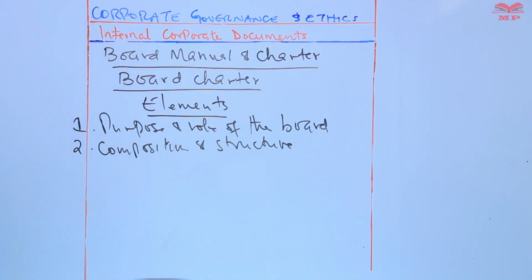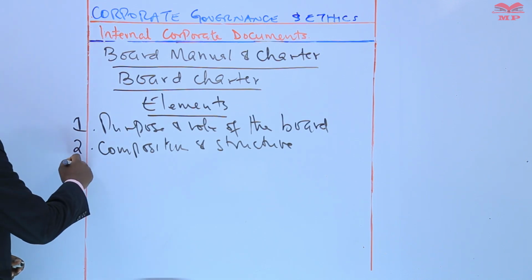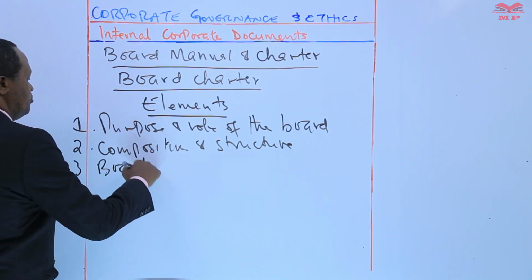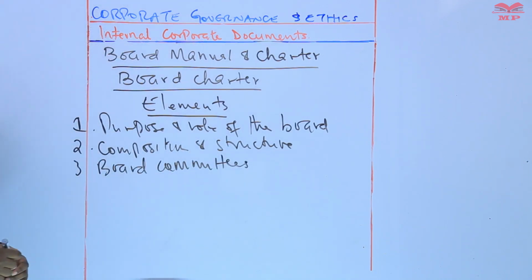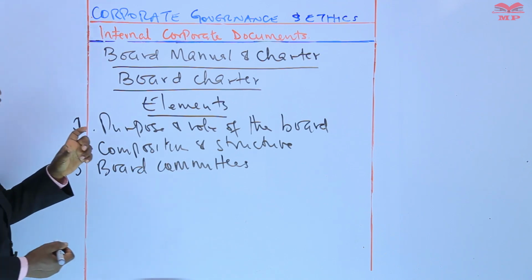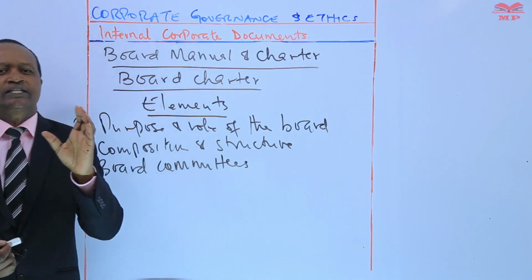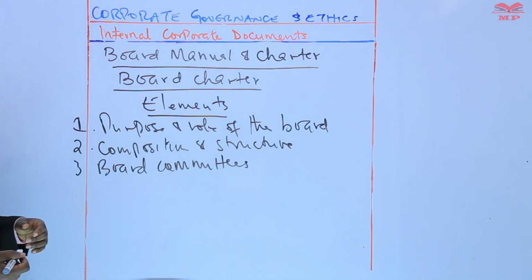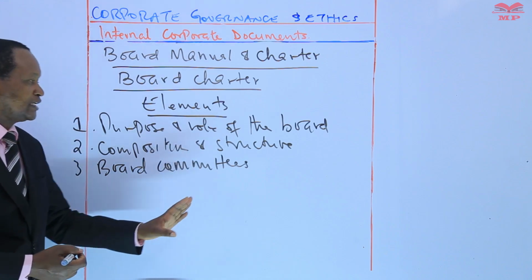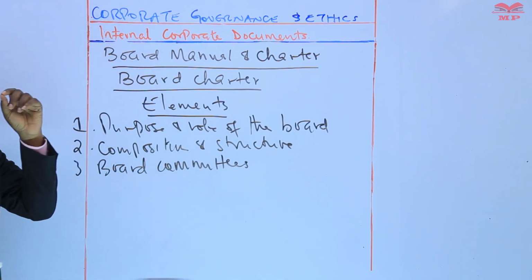3, board committees. The board charter has to describe the roles and responsibilities of various board committees, such as the audit committee, the remuneration committee, the nomination committee, risk management committee, and so on. All the responsibilities of such committees must be clearly described within a board charter.